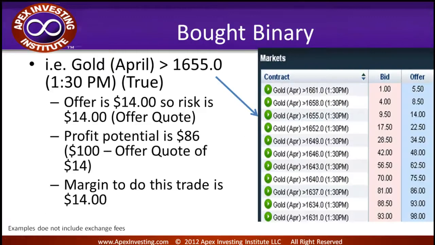So if we bought the gold April futures contract that is going to be greater than the 1655 strike at 1:30 p.m., we're saying that statement is true. Well, the offer is $14, so the risk is $14. The profit potential, therefore, is $86. Since the maximum value is $100, simply subtract that from the offer quote, and you get the risk of $14. The margin to do this trade is, again, $14 on the trade.